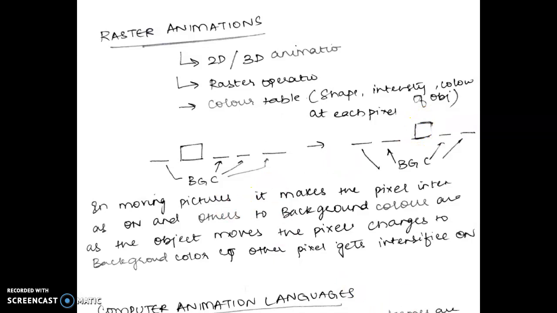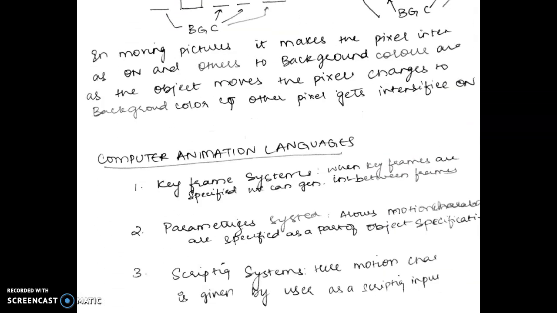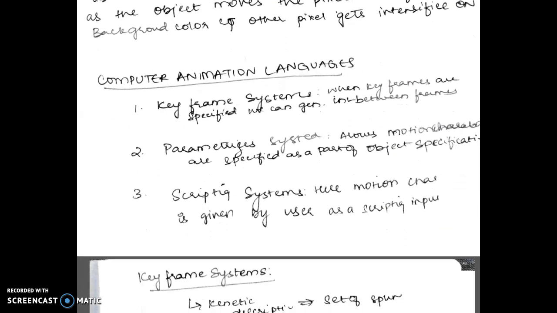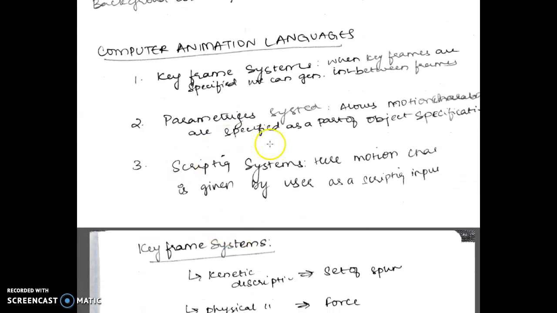Next we'll see computer animation languages, which is basically the keyframe system. When keyframes are specified, we can generate in-between frames. Next are parameterized systems, which allow motion characteristics to be specified as a part of object specification. Then the script system, where motion and characteristic specification is given by the user as a script input.